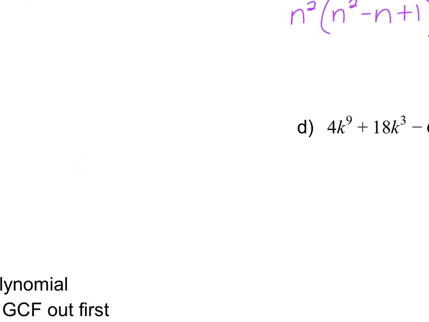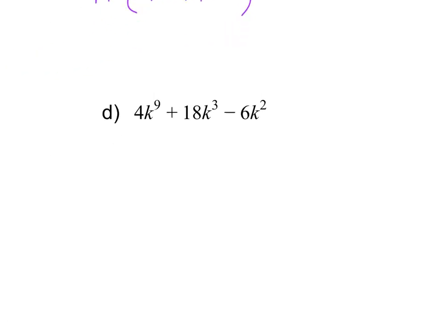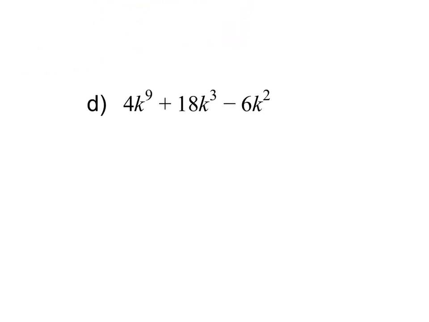The last one in this section would be, hold on. Ooh, this one's a little bit trickier. So it looks like we can factor out a 2 and a k squared. So that would be 2k to the 7th. This one would be 9k. And then negative 3.